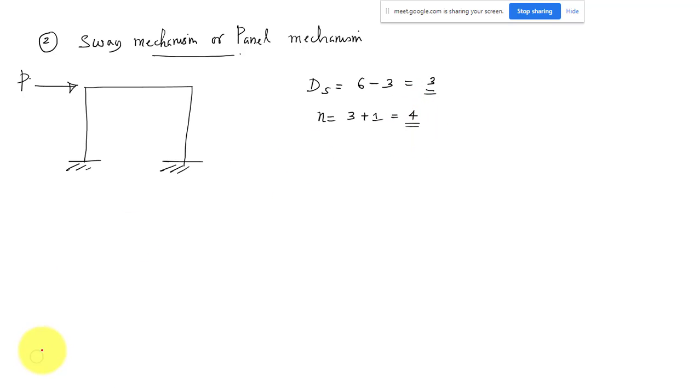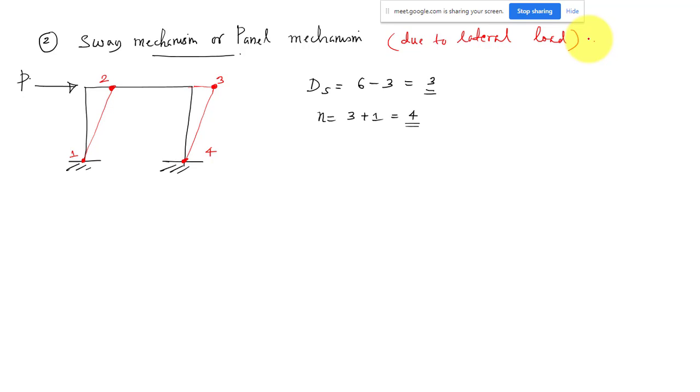In this case, the plastic hinges will form at the joints. So 1, 2. Whenever we have horizontal load, this joint will have a peak moment, so one hinge will form here. Finally, we'll have 1, 2, 3, and 4. It is called panel mechanism, or sway mechanism. It is due to lateral load. So this is known as panel mechanism or sway mechanism.